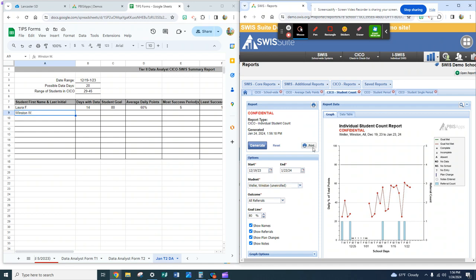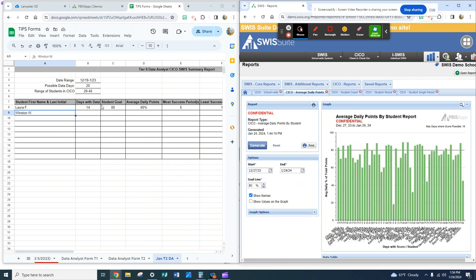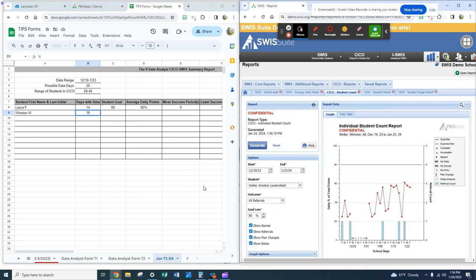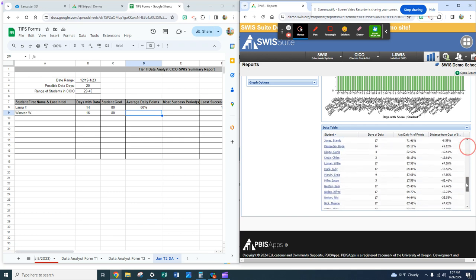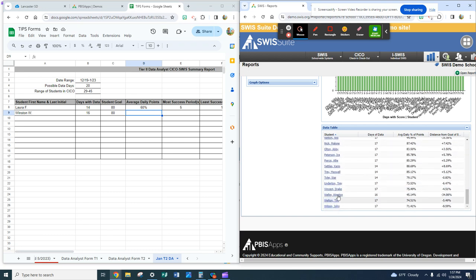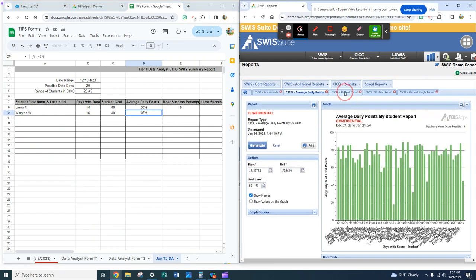Oh, his days with data were 16 days. And his goal is 80%. Okay, his average daily points, if we go down to the data table and look, Winston Weller, 45% of his points he's achieving on average. Okay, so let's look at his period report.